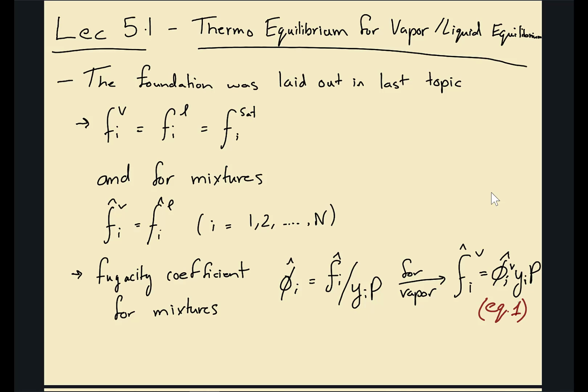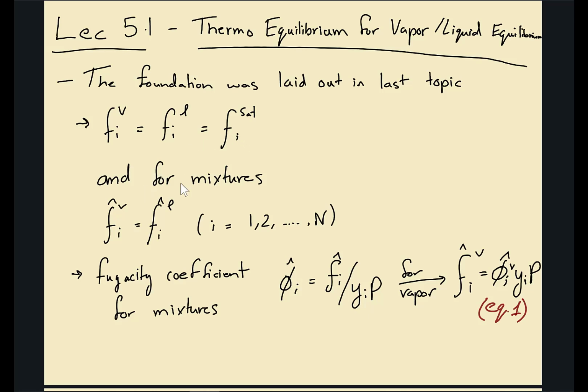All of the foundation of what we've done so far is basically what we need for this lecture from the previous lectures. So what did we conclude from the previous lectures? We said that the fugacity in the vapor phase is equal to the fugacity in the liquid phase, which is equal to the fugacity for the saturated fluid. This is the case at constant temperature and pressure, and this is for any component i.